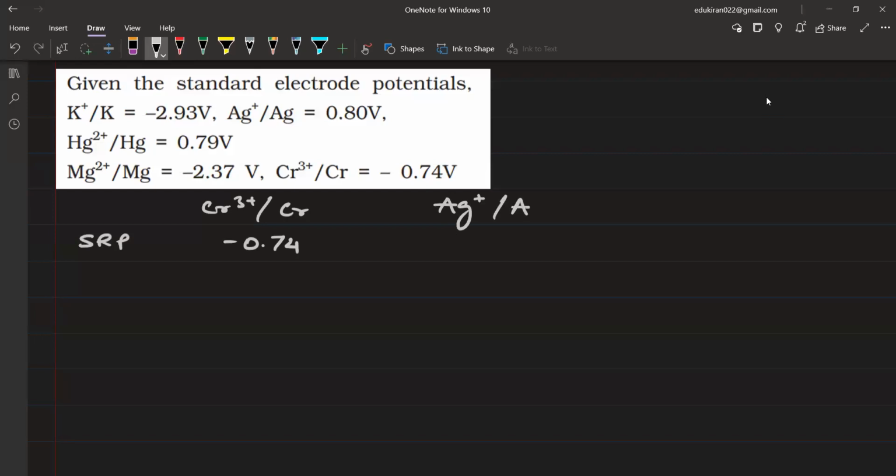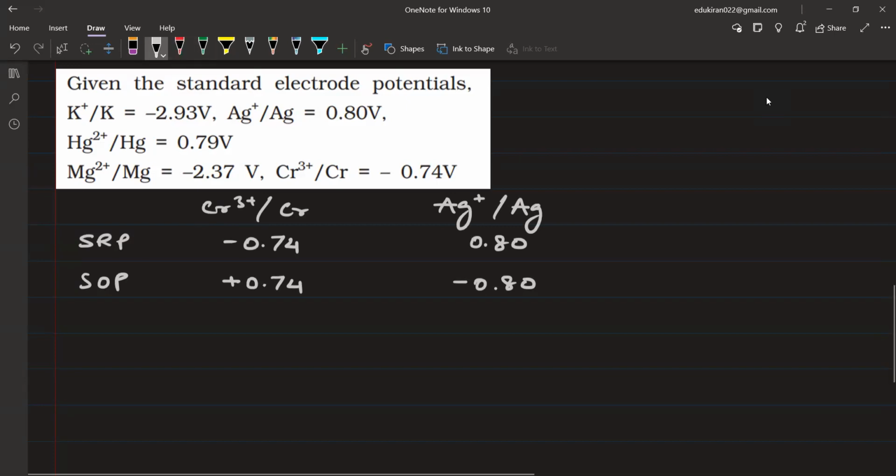Ag positive to Ag is going to have an SRP of 0.80. So the SRP is done. We are writing this only to explain, so please don't write these things. And then you have the SOP also. The SOP for this will be plus 0.74 and this will be minus 0.80. If you have either the SRPs or the SOPs, it is going to be fine.